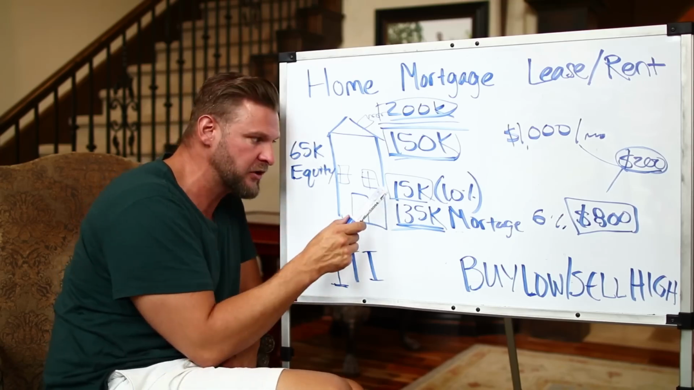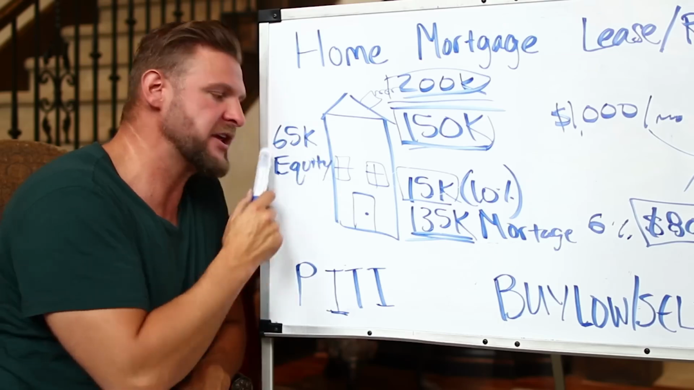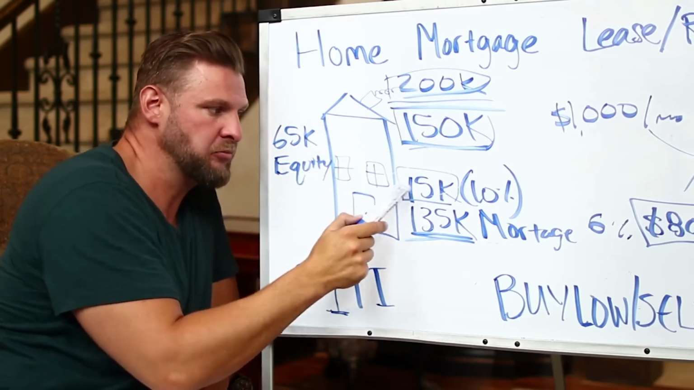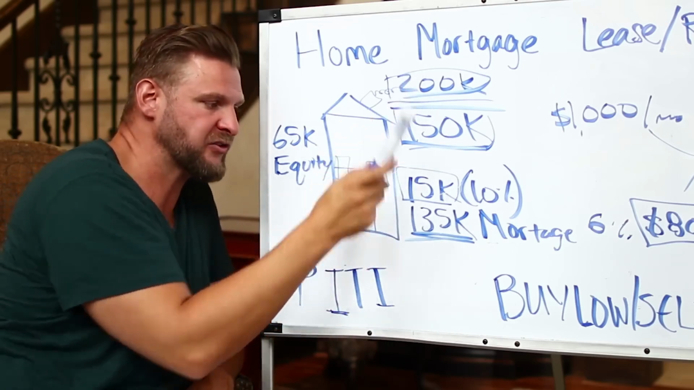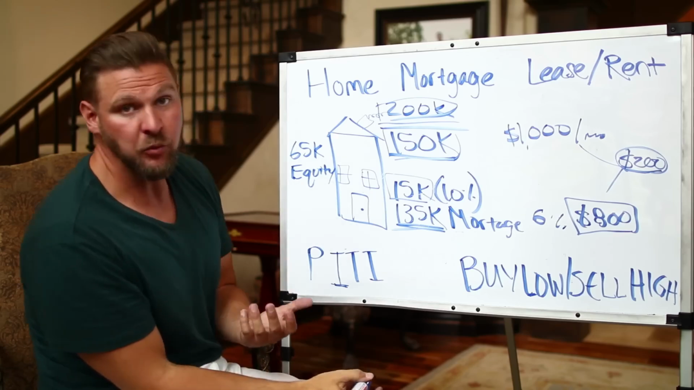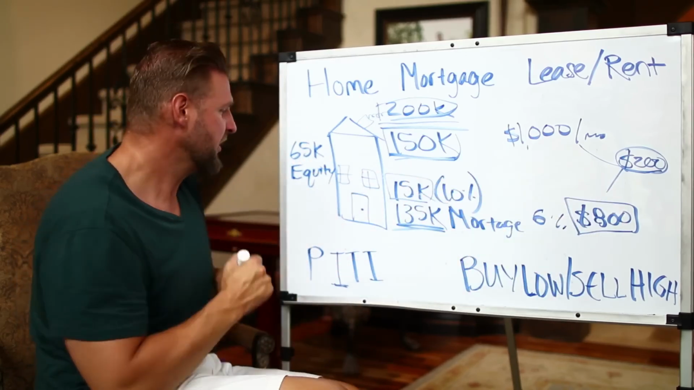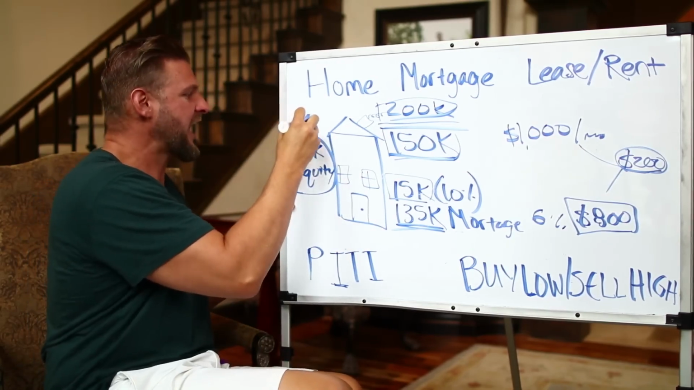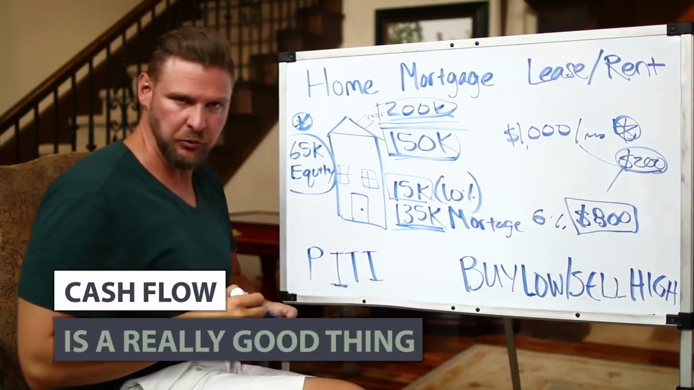You might say, but Chris, what about my $15,000 that I put down? That's now part of the equity because you would get this $50,000 out plus the $15,000 you put down. The equity represents the total amount between what it's worth and what's owed. By the way, when you do investment real estate, you're looking for equity and you're looking for cash flow. So I wanted to teach you these basics so that you understand equity is a very good thing. Cash flow is a really good thing.